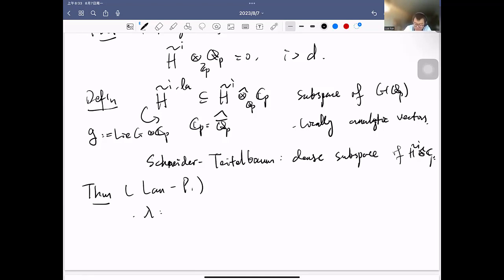So let lambda be a character of ZG. ZG here denotes the center of the universal enveloping algebra of G. Let me emphasize that because we are on the infinite level, this weight doesn't have to be integral, not necessarily integral.